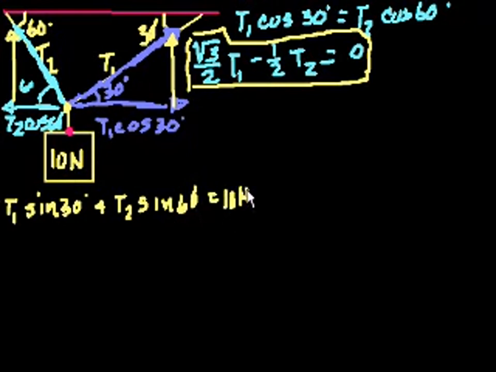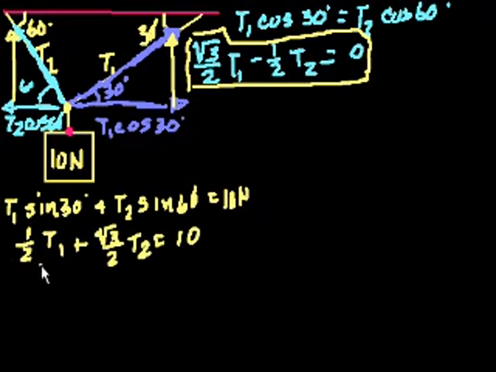And let's rewrite this up here where I substitute the values. So what's the sine of 30 degrees? The sine of 30 degrees is 1/2, so we get 1/2 T1 plus the sine of 60 degrees, which is square root of 3 over 2, square root of 3 over 2 T2, is equal to 10.